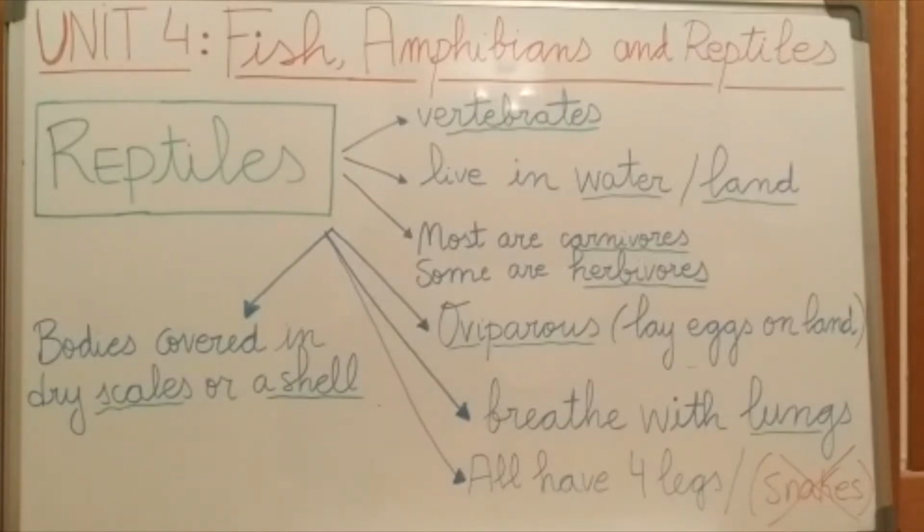Most of the reptiles are carnivores. Why? Because they feed on other animals. A small group of reptiles are herbivores because they feed on plants. But most of them are carnivores. How is the reproduction in the reptile group? They are oviparous because they lay eggs on land. They are not like the amphibians. Amphibians lay eggs in the water. But in this case, reptiles lay their eggs on land.